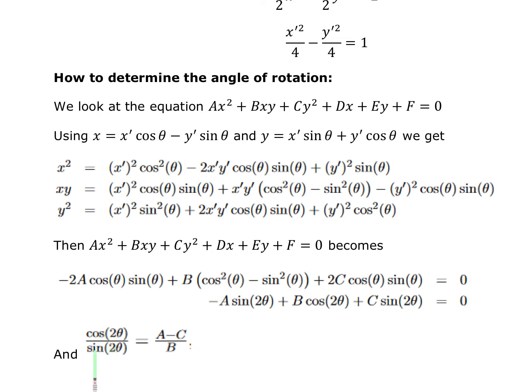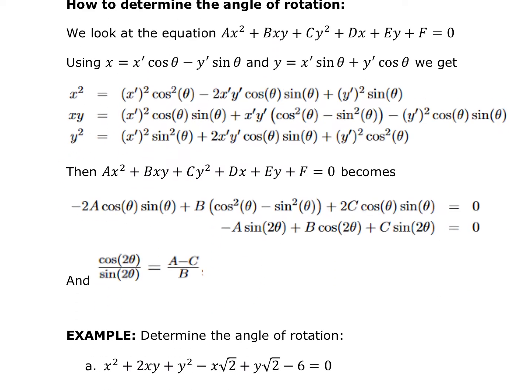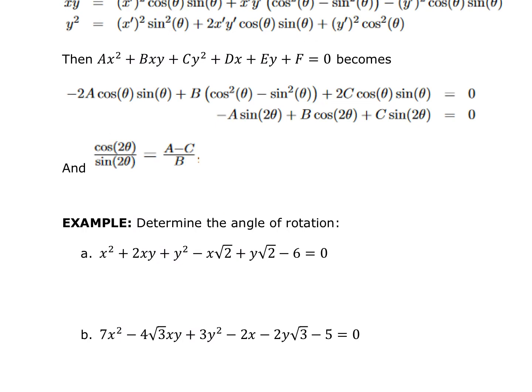Cosine of 2 theta over sine 2 theta is my a minus c divided by b. A comes from the coefficient on the x squared, c comes from the coefficient on the y squared, and b is the coefficient on the xy term. Now this is the same thing as the cotangent of 2 theta is equal to a minus c over b.